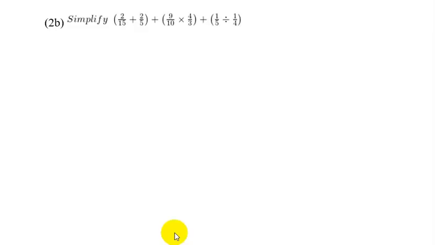Now we have to simplify 2 on 15 plus 2 on 5 in one bracket, plus 9 on 10 times 4 on 3 in another bracket, plus 1 on 5 divided by 1 on 4. Now we are using BODMAS. We have brackets in all, and after the bracket we don't have 'of'. So we are solving each bracket because it starts with a bracket. In one of the brackets we have division, in another multiplication, and we have addition. So we'll be solving each bracket separately until we get to the final answer.